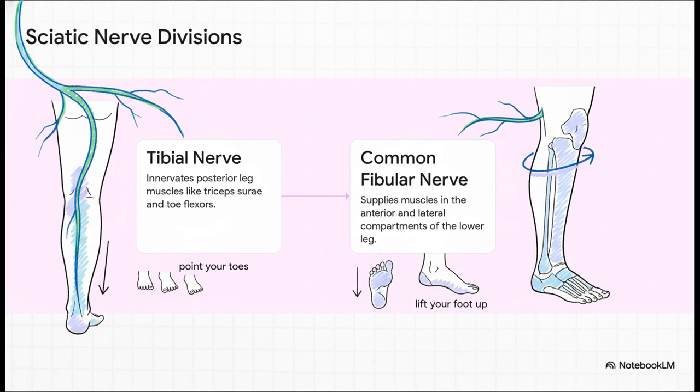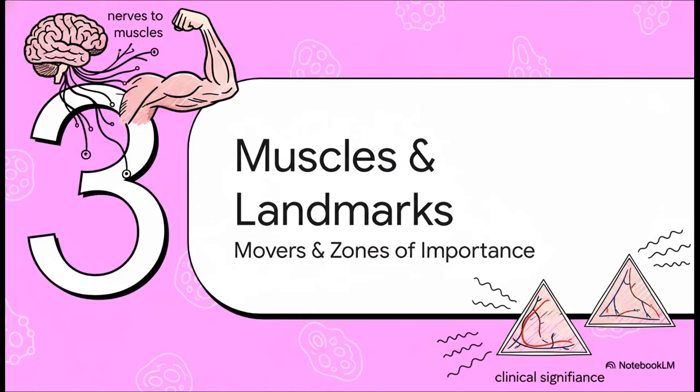The common fibular nerve takes a different path, wrapping around to the front and side. That's the nerve that lets you lift your foot up so you don't trip when you walk. So we've seen the nerves that give the commands. Now let's talk about the muscles that actually carry out those orders. We're also going to explore a couple of small but incredibly important anatomical triangles that every doctor needs to know.